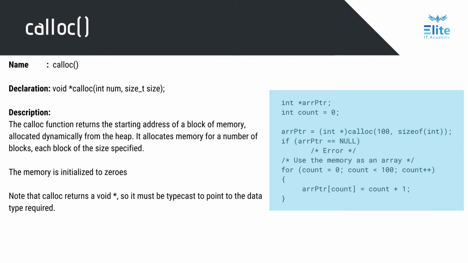The function calloc is also similar to the function malloc. The only difference is that it returns the starting address to a block of memory that is initialized to 0.